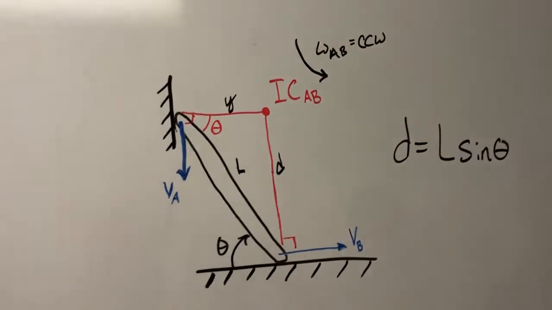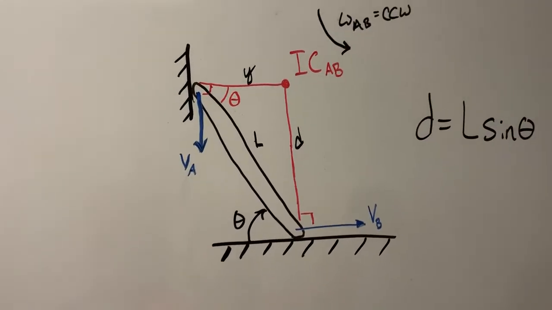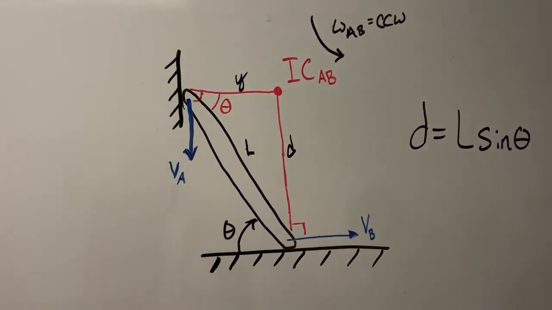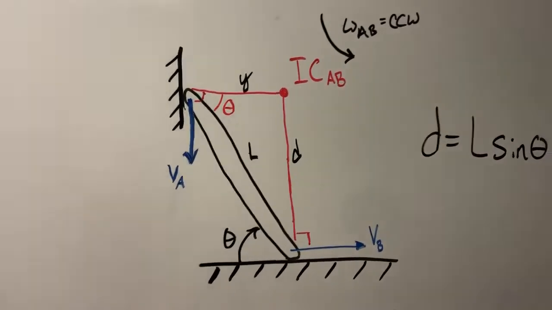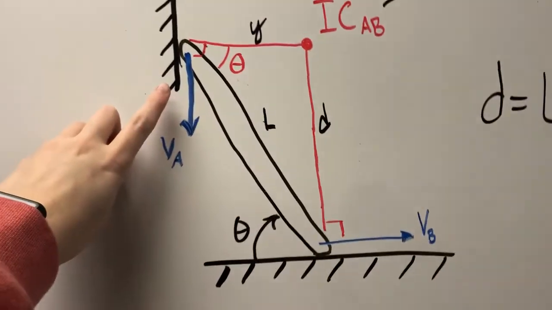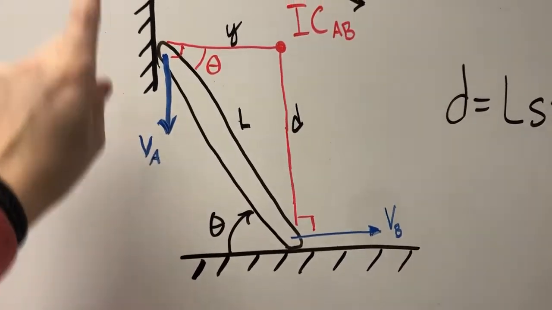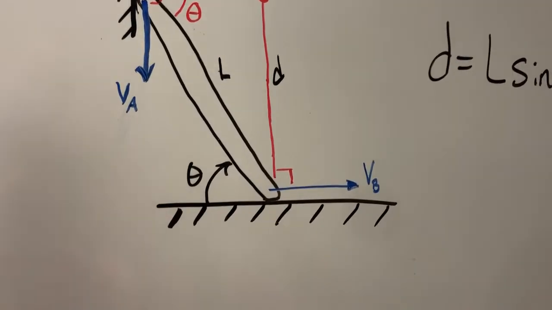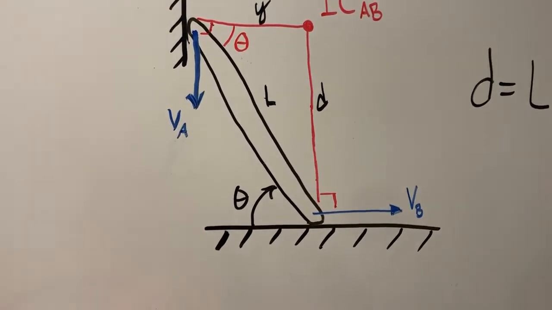So we were given the direction of VB, and it's going to the right. So then we know that omega AB is going counterclockwise, because VB has to go in the same direction as omega AB. And so then we can conclude that VA is going either up or down, and since the omega is going counterclockwise, we know that VA is going down.